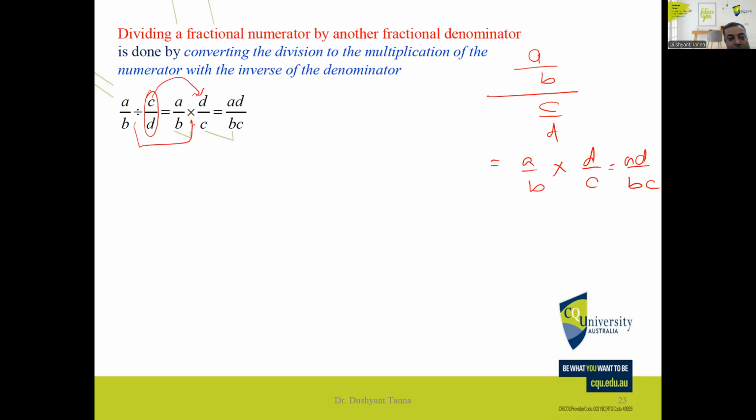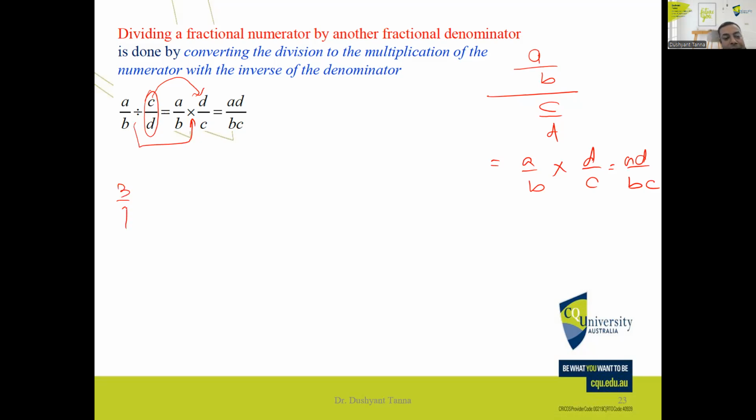When dividing a fraction by another fraction like this, you must flip it, please, to convert division into multiplication. So that's similar to A over B divided by C over D. What you do is A over B times D over C, that is AD over BC. That's what is done here.